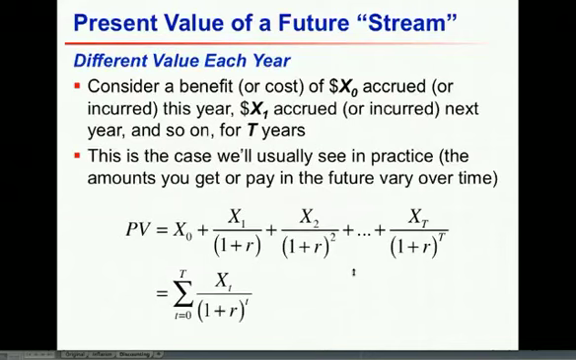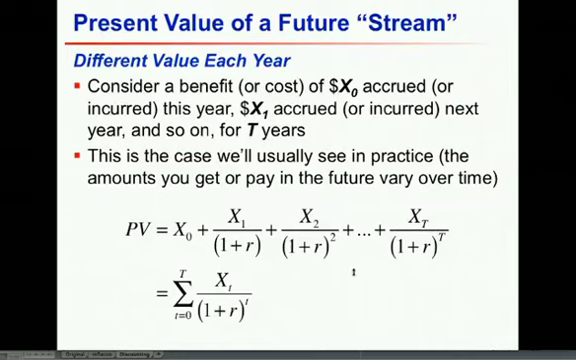Now, of course, as we saw with our alpha beta helicopter example, in general you're often not going to get the exact same costs every year or the exact same benefits every year. So how do you do that? It's just a little more complicated, but basically the same. Suppose you get a benefit of X0 accrued this year, X1 accrued next year, and X2 accrued 2 years from now, and so on for T years, or costs incurred, given by that. In that case, which is what you usually see in practice, the amounts you would get or pay in the future will vary over time.